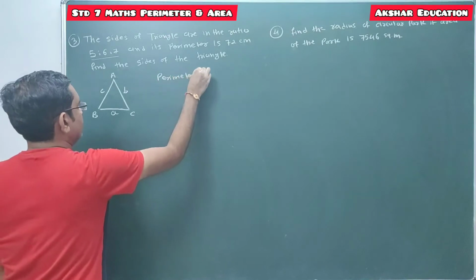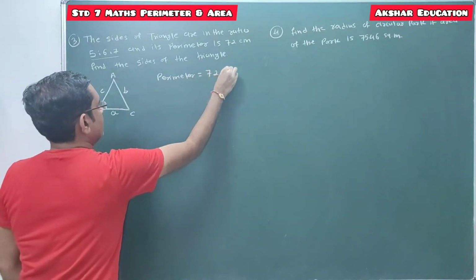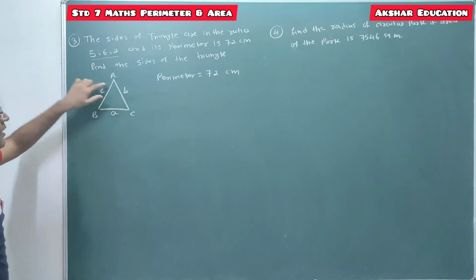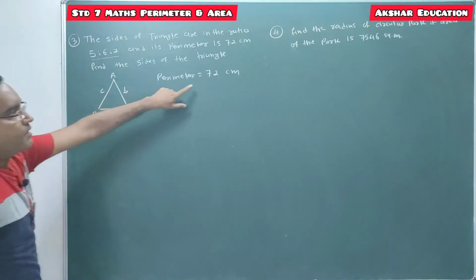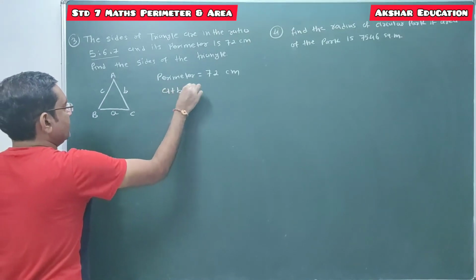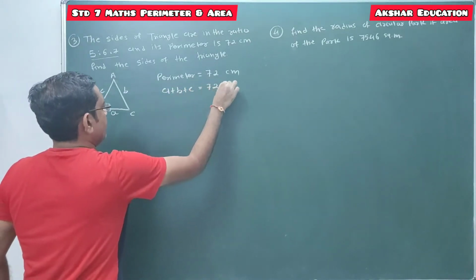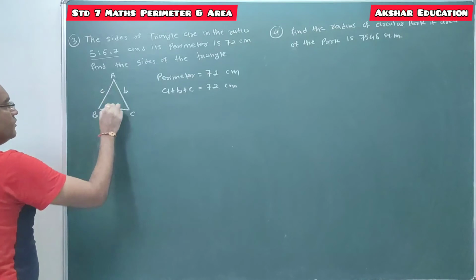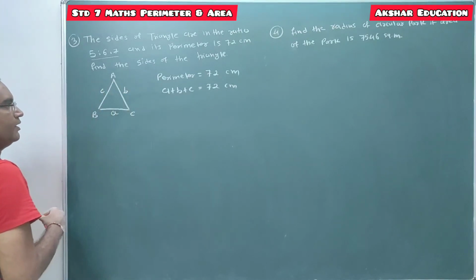Perimeter of triangle is 72 centimeter. What is perimeter of triangle? Sum of all 3 sides of triangle, a plus b plus c is 72, is given. So perimeter is a plus b plus c equal to 72 centimeter. You have to find the sides of triangle. So what is the length of each side of the triangle that you have to find?